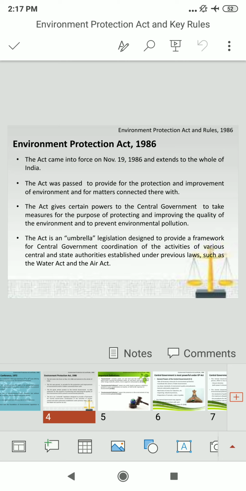And this act is designed as an umbrella legislation, to provide a framework for the central government's coordination of the activities of various central and state authorities established under previous laws such as the Water Act and the Air Act.